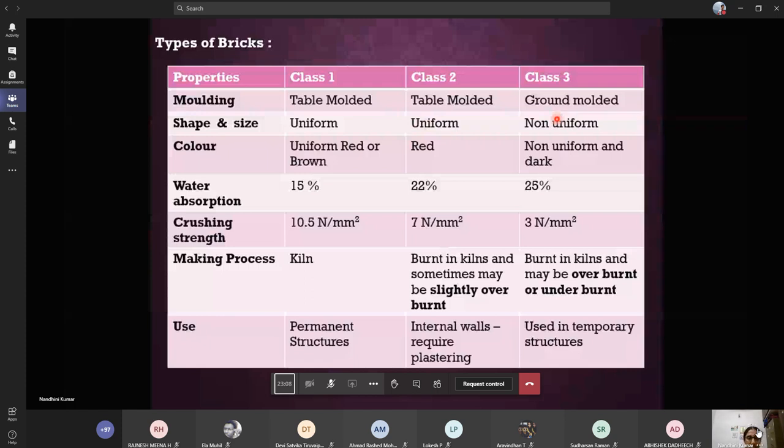And the color, ma'am, is, yeah. Ma'am, what is table molded and ground molded? Table molded: you have a particular type of mold. Do you know what is a mold?